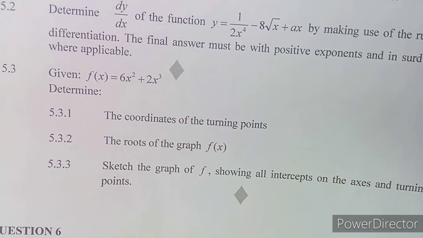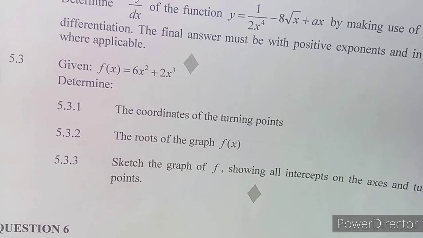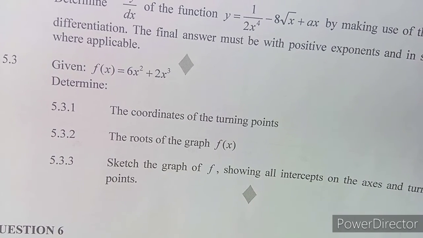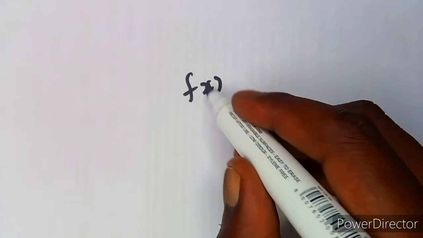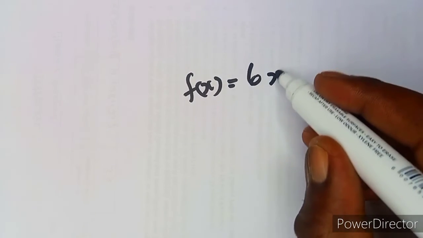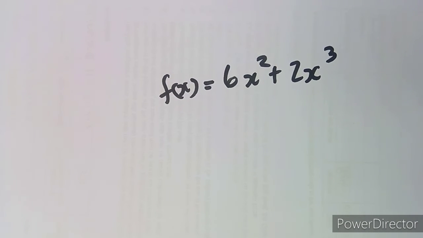Then on number 5.3 we're given that f of x is 6x squared plus 2x cubed. Then we are asked to determine the coordinates of the turning points, the roots of the graph of f of x, then sketch the graph. Okay, so that is the expression that we are given for f of x. Remember, when you are working with the turning point, the first question is asking us to calculate the coordinates of the turning points.